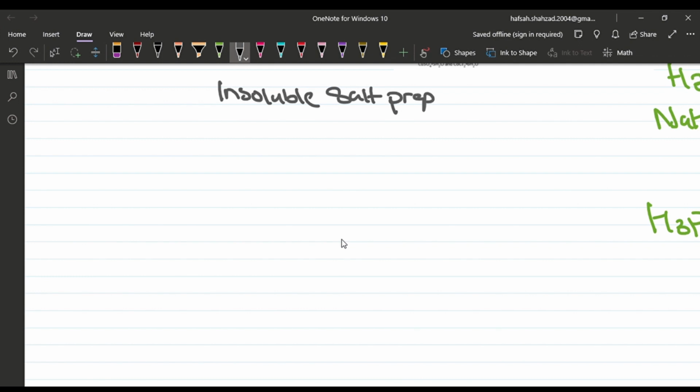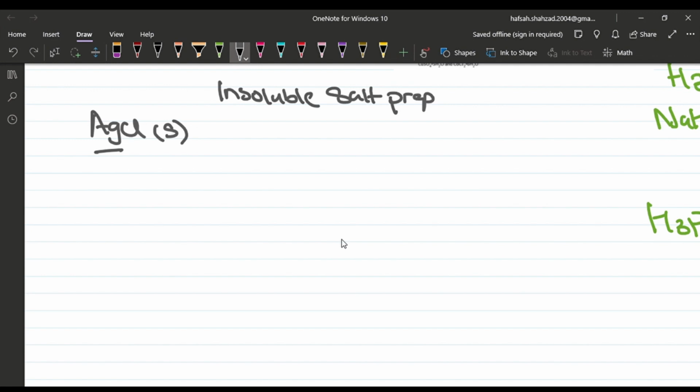salt preparation. Now there's only one particular way of preparing an insoluble salt, and that is by reacting 2 soluble substances, and there you go, you have your insoluble salt. So yes, we are going to take an example of an insoluble salt. Let's suppose we take silver chloride, a very popular insoluble salt. Now you have a cation as silver and your anion is chlorine. So you need 2 soluble salts, and you will react them to form an insoluble salt and a soluble salt.